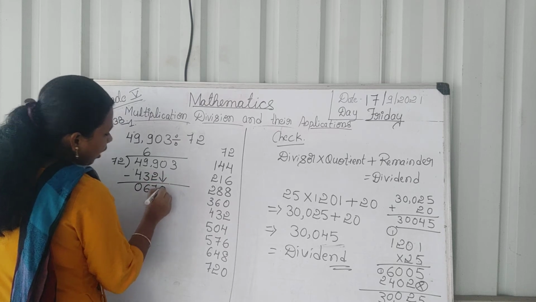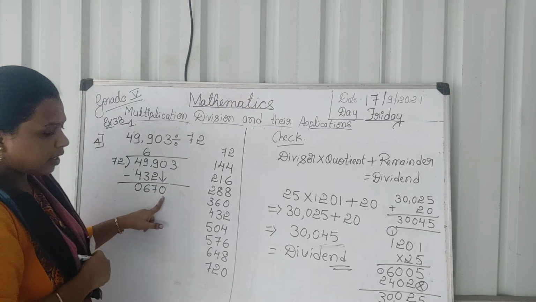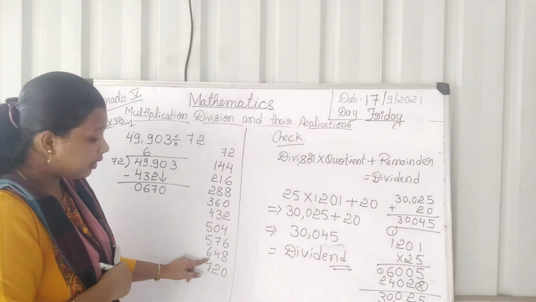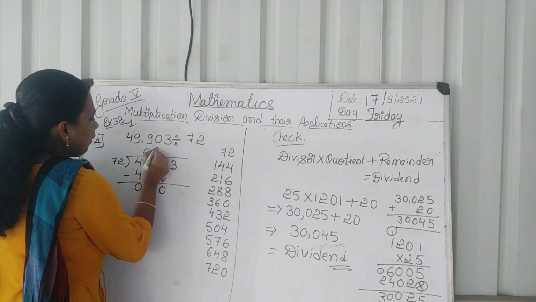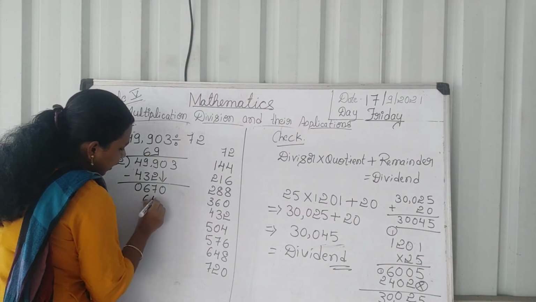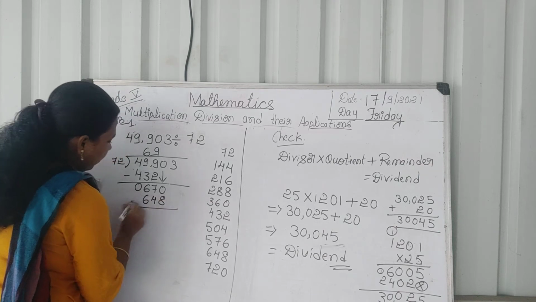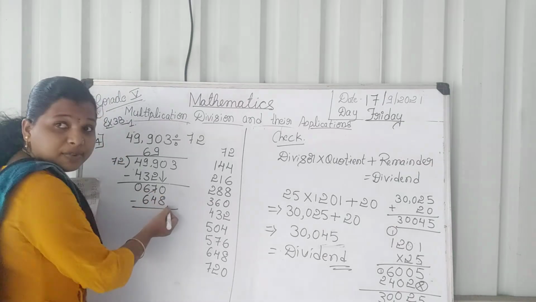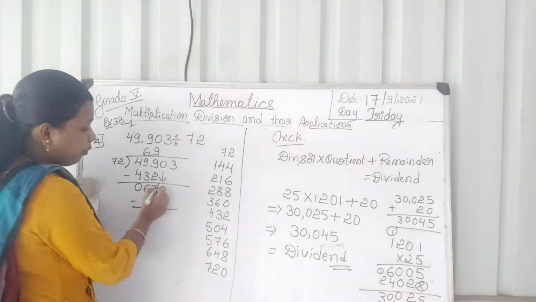Take the next digit down, that is 0. 670. Less than 670 is 648. 72 nines are 648. It is not possible to subtract 8 from 0. You should take a borrow from the neighbor number.